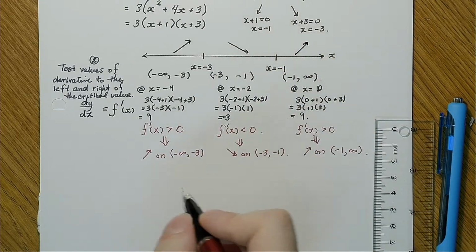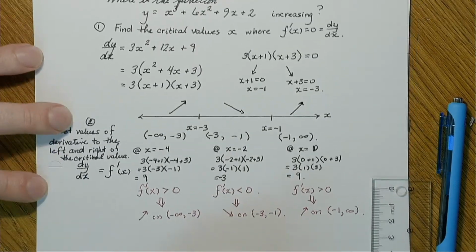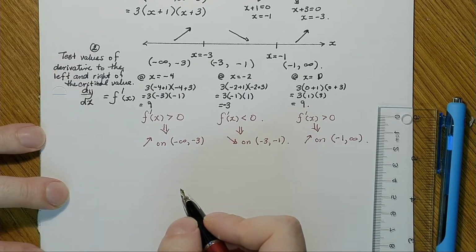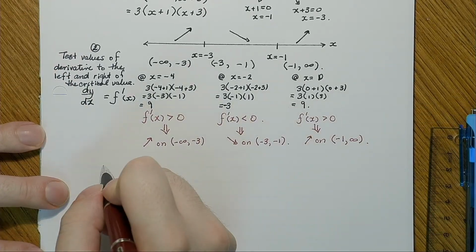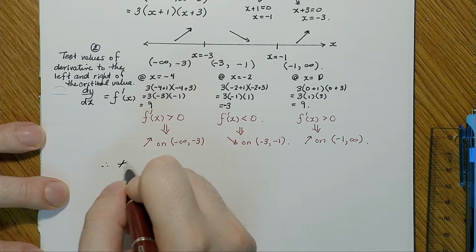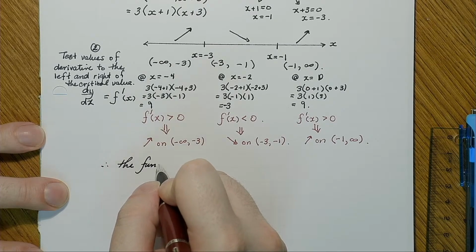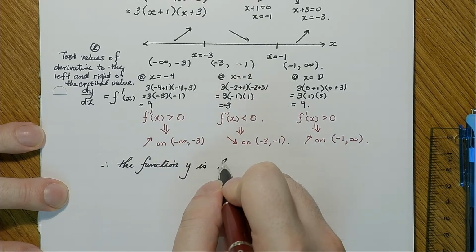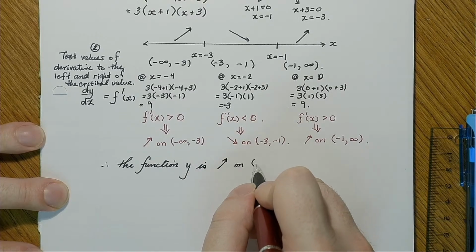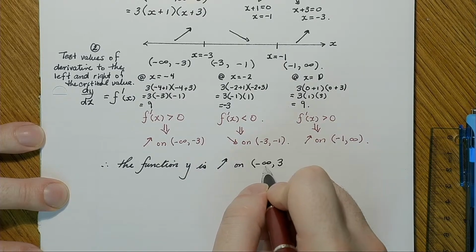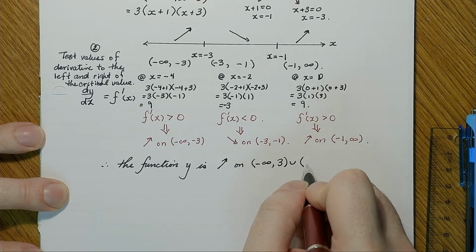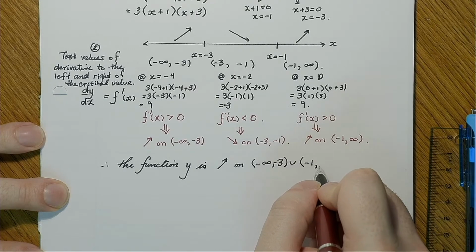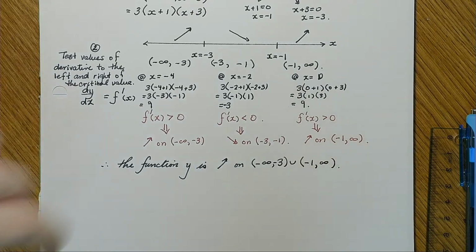So what I will do here is we should answer what the question was. They wanted to know where it was increasing. So we should answer that. Therefore, the function y is increasing on minus infinity comma minus 3 union minus 1 to infinity.